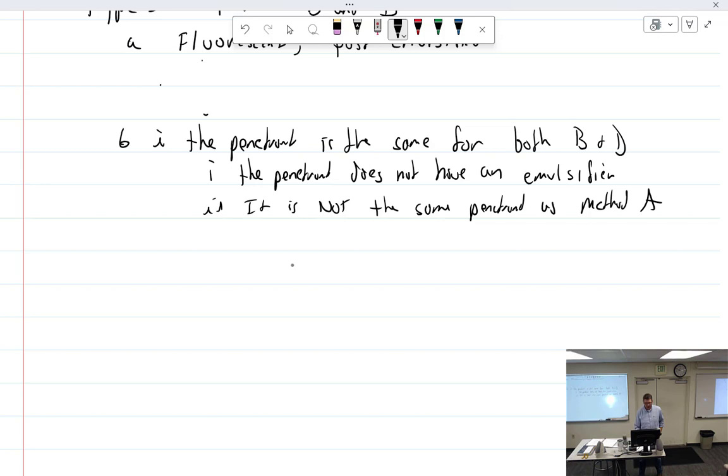So you're saying it's the same fluorescent material, B and D? They look the same, the glowing liquid you're talking about. Yep, still type 1, still fluorescent, but it does not have an emulsifier. So you can't wash it with water? You cannot wash it with water. Okay, so I can put that, not water washable yet.